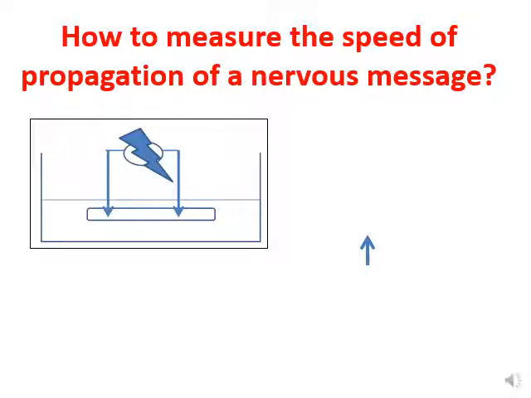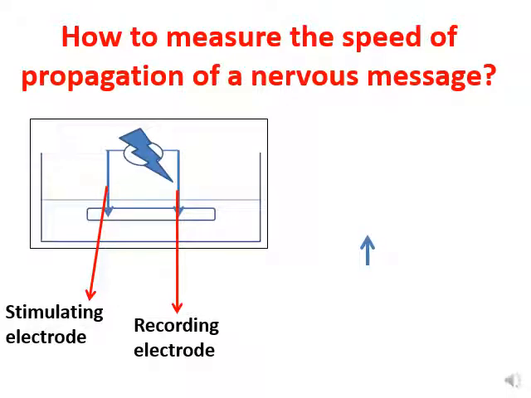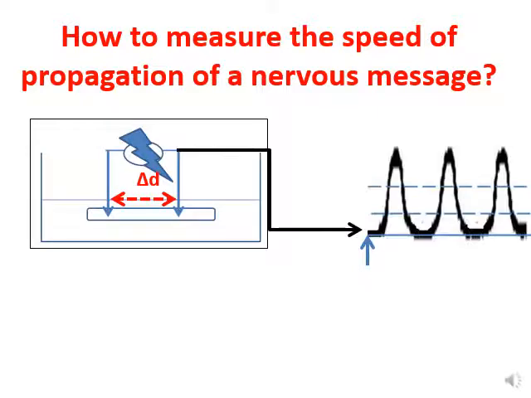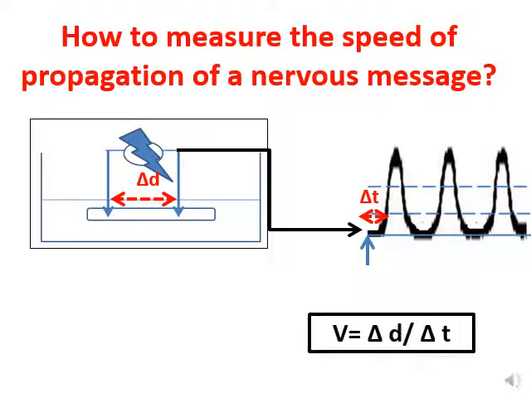How do we measure the speed of propagation of the nervous message? We have this experiment with stimulating electrodes, and both of them are placed inside the axon. Delta D is the distance between these two stimulating electrodes, and we have the reaction. How can we measure the speed? The speed is delta D over delta T. Delta D is the distance, over delta T, which is the time.